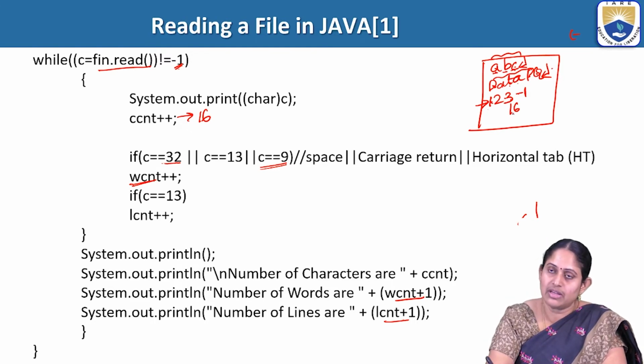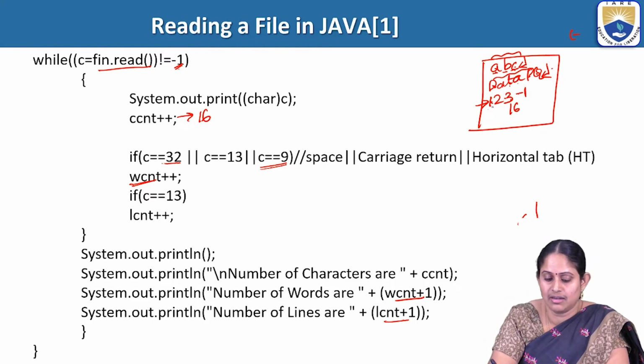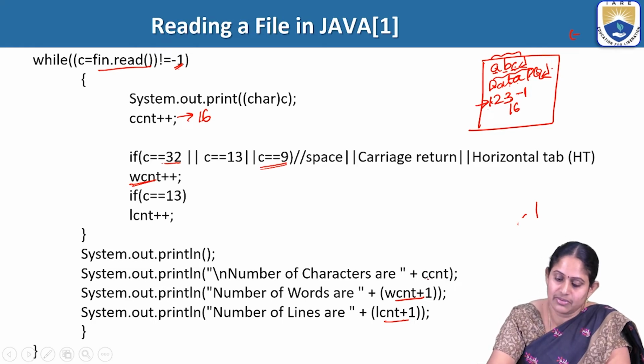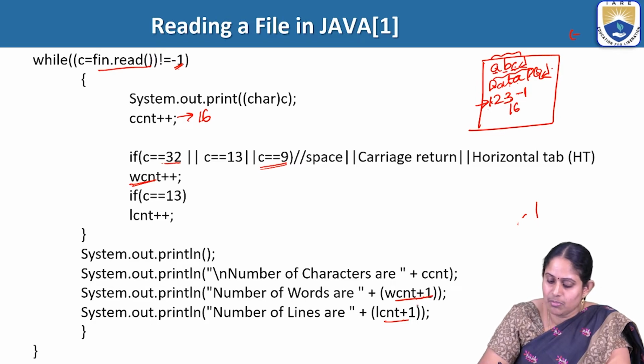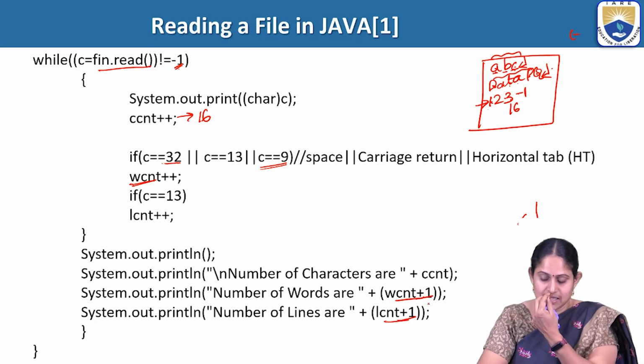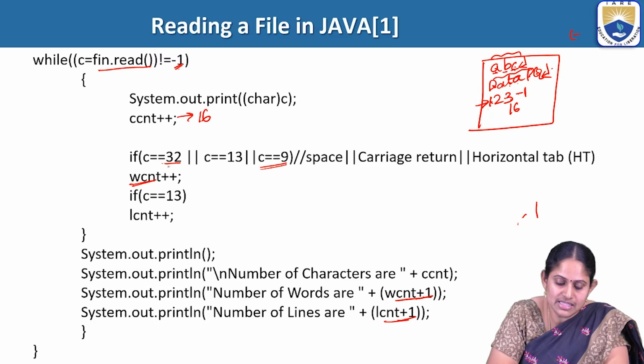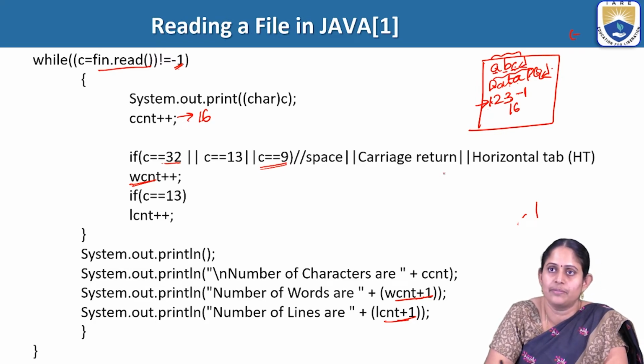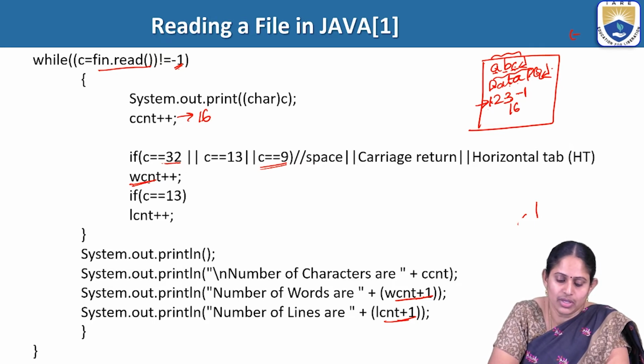So whenever we have a file, the value will be 1 less than the number of lines. So we have to increase both the word count and line count by 1. In case we reach a horizontal tab or a space or a carriage return, then we have to increase the word count.